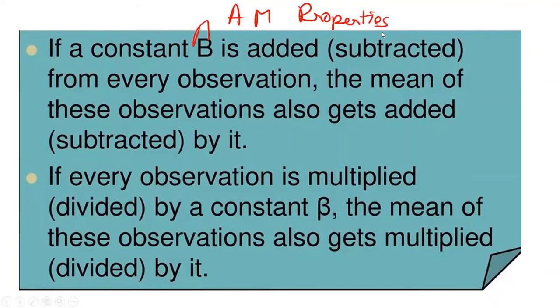The first one: if a constant b is added to or subtracted from every observation, the mean of these observations will also be added to or subtracted by that constant. Here it is talking about how the mean is affected by scale. Mainly there are two things.